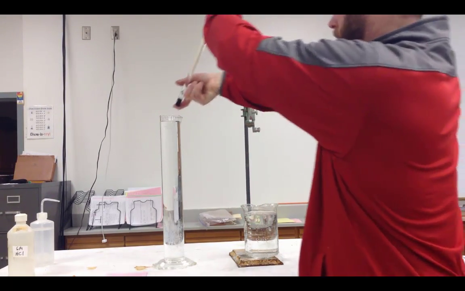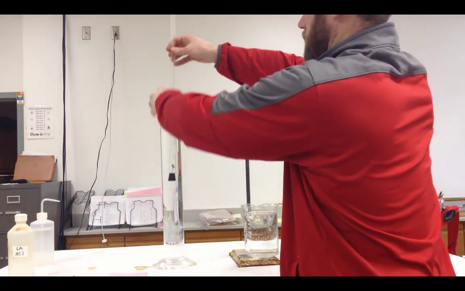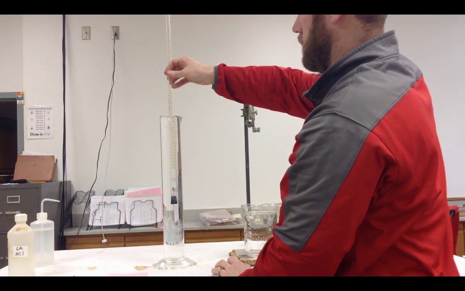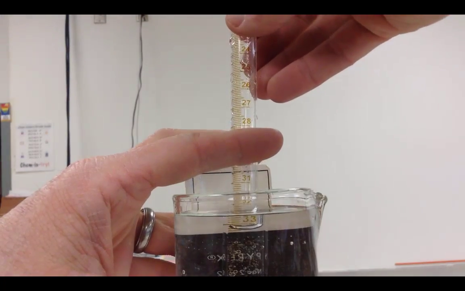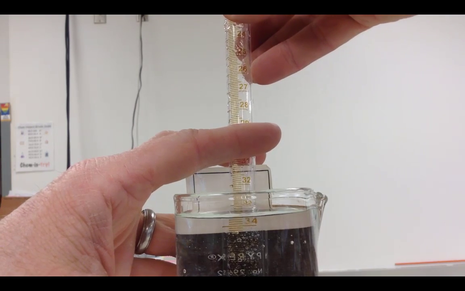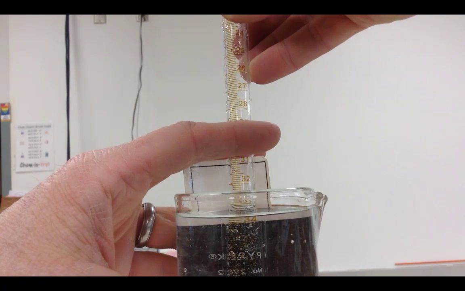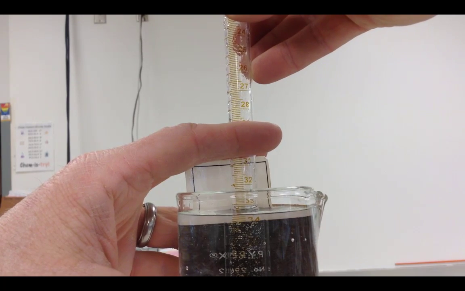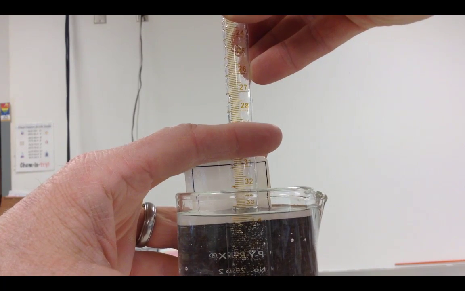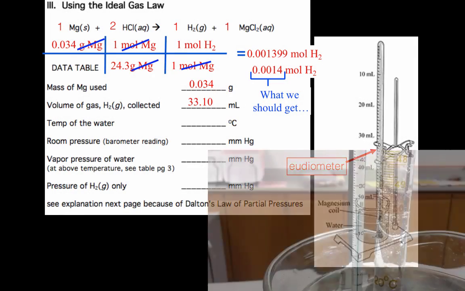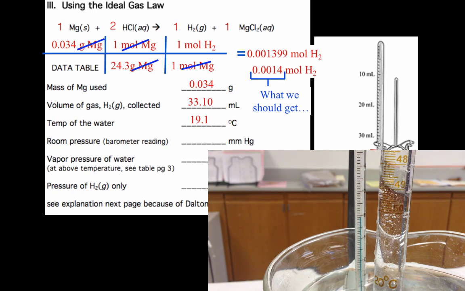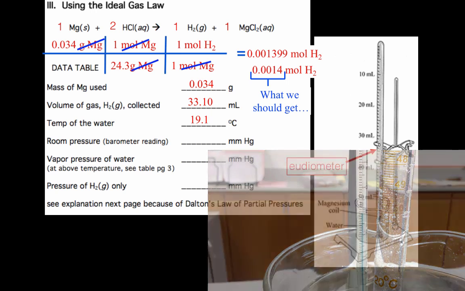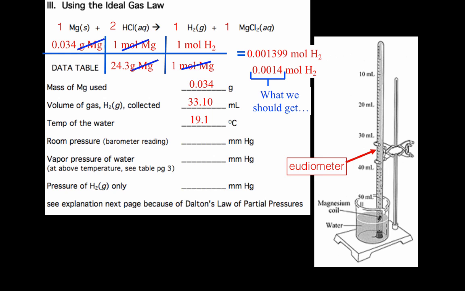To get the volume, we first have to equalize the water levels inside and outside of the eudiometer. To do this, we need a little bit bigger piece of glassware, so I'm going to transfer the eudiometer from the glass beaker to this large graduated cylinder. When we equalize the water levels inside and out, we can see that we have a volume of gas of 33.10 milliliters. We will assume the temperature of the gas is the same as the temperature of the water it was collected over, so the temperature of that water is 19.1 degrees Celsius.